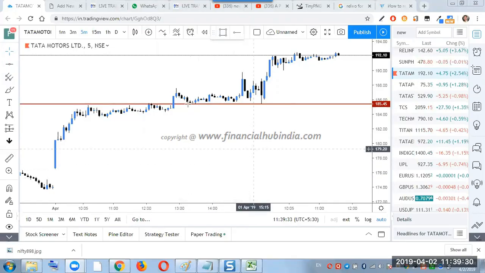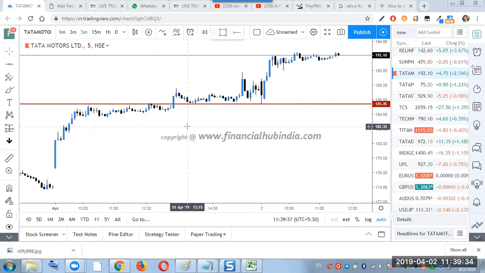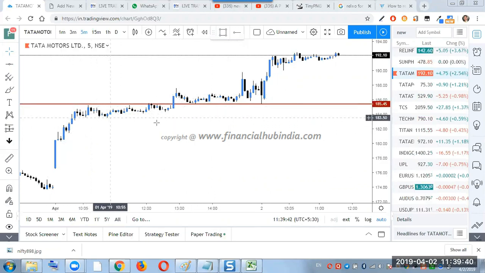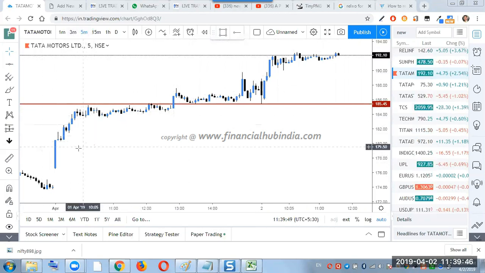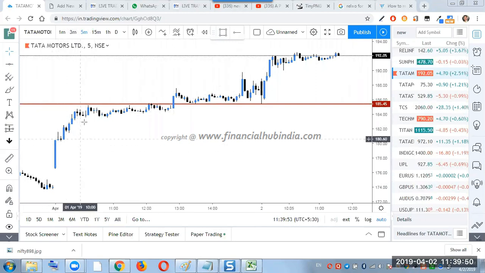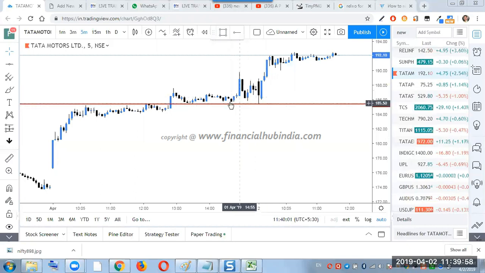Right now I'm looking at Tata Motors, and you can see a pretty good momentum building up, with higher lows, higher lows, higher lows. Even though it's a 5 minute time frame chart, and even in a 3 minute time frame chart, in such a low time frame we will be seeing the higher lows build up. So that shows the strength and the stability, especially the stability, in terms of the bulls here.